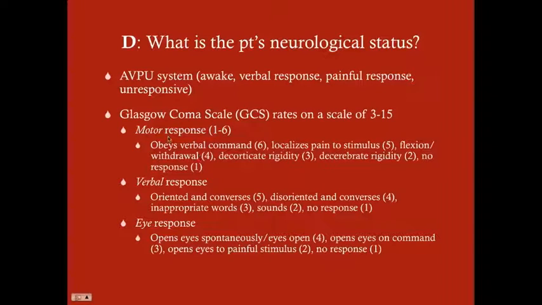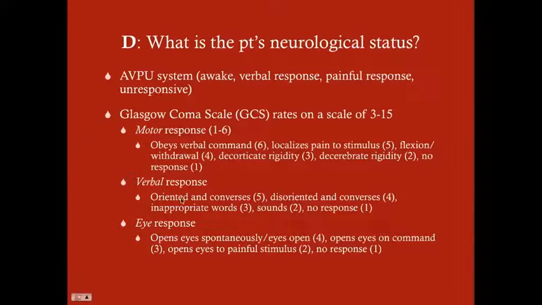So those are usually the patients where you'll want to do a more complex assessment of their neurologic status. So the motor response, and for all of these, you're just taking the highest one that they do. So if they obey verbal command, it's a 6. If they localize the pain to stimulus, then it's a 5. Flex and withdraw, it's a 4, and then down from there.